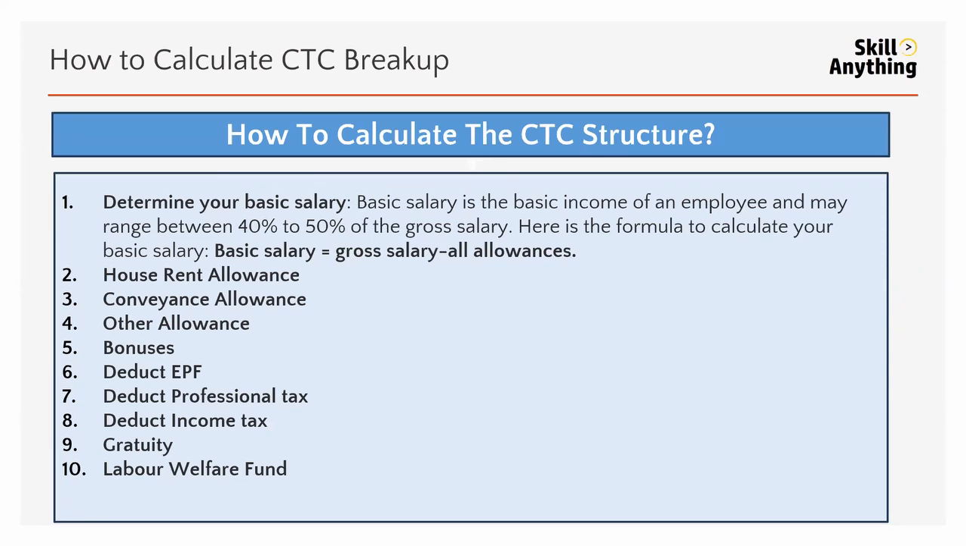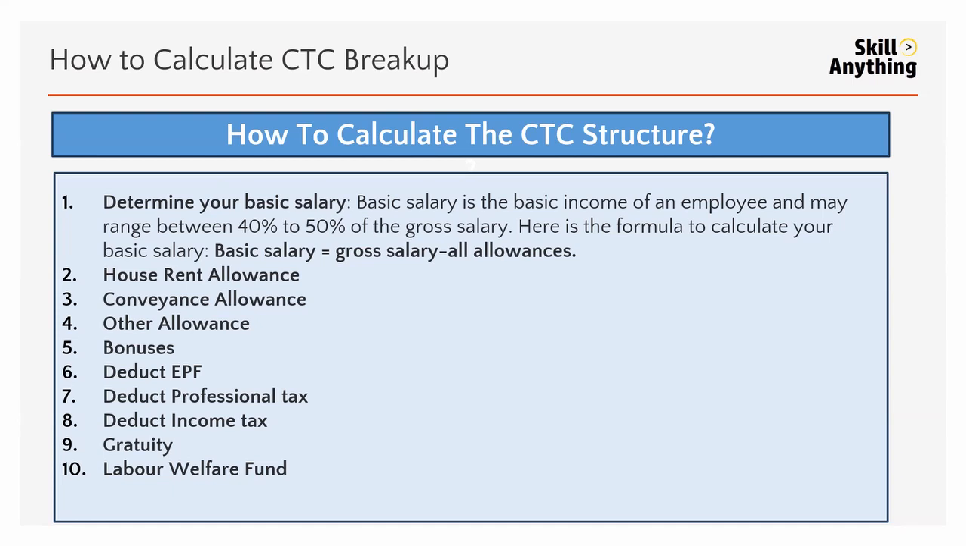How to calculate the CTC structure? First, determine your basic salary. Basic salary is 40 to 50% of your gross salary: 40% for a metro city, 50% for a non-metro city. The calculation of basic salary is gross salary minus all allowances.